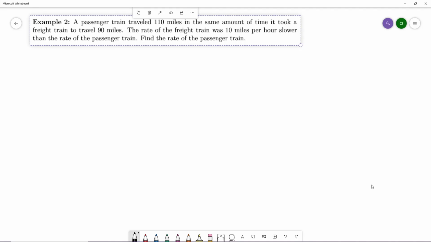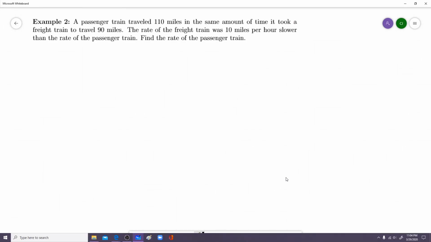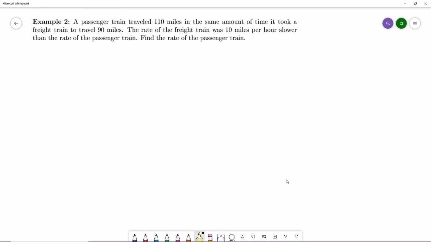Now on to the second example. First we have to read it. A passenger train traveled 110 miles in the same amount of time it took a freight train to travel 90 miles. The rate of the freight train was 10 miles per hour slower than the rate of the passenger train. Find the rate of the passenger train.